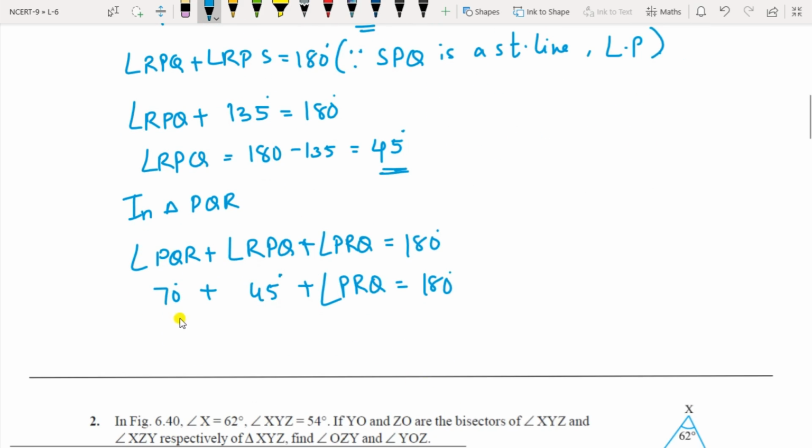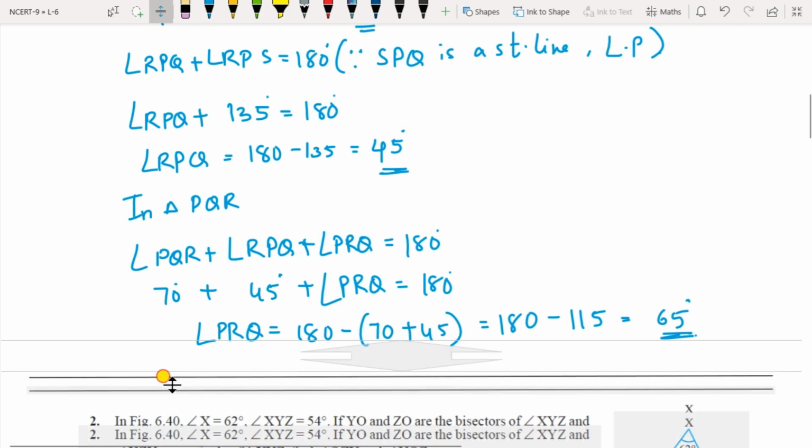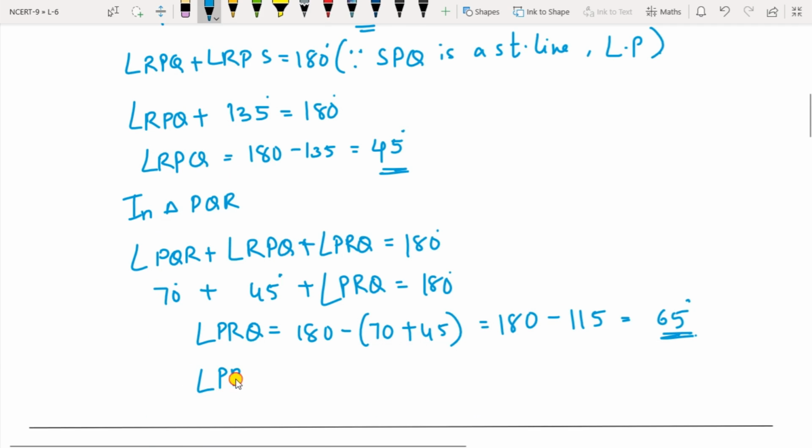So therefore PRQ will be equal to 180 minus this 70 plus 45, that becomes 180 minus 115, it will give you 65. So PRQ is equal to 65. Therefore angle PRQ equal to 65 degrees. This is the answer that we required.